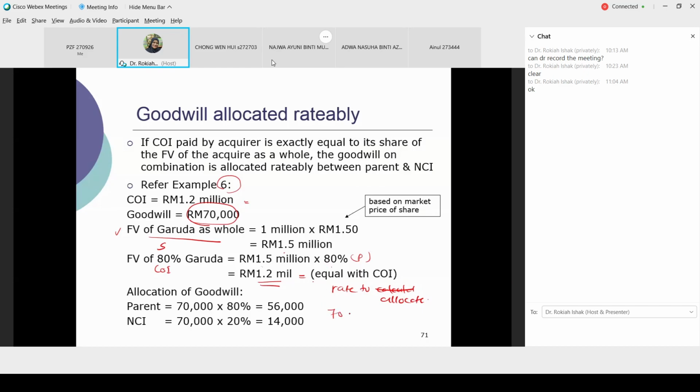So the main requirement here is that the COI should equal the fair value of the subsidiary. Yeah? So once you have checked this one and fulfilled this criterion, the COI is equal to the fair value of the subsidiary, then the goodwill can be allocated based on the rate. So the rates here are 80% and 20%. Just times this one. This one makes it simple. So 56 and then this one will be 14, just based on the rate.